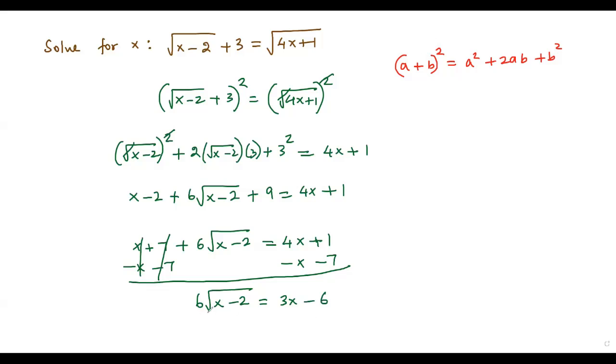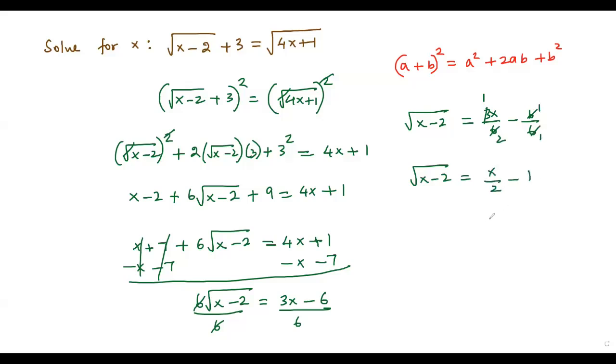Here we can divide both sides by 6. When I divide both sides by 6, the 6 will cancel out. On the left side, I get the square root of x - 2 equals, since 6 is a common divisor for both terms, we can take 6 as the denominator, separated for 3x and -6. Then I get 3x over 6 - 6 over 6. 3 goes into 3 one time, 3 goes into 6 twice, and 6 over 6 is just 1. I get x over 2 - 1.